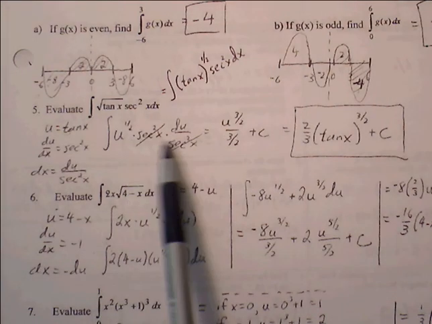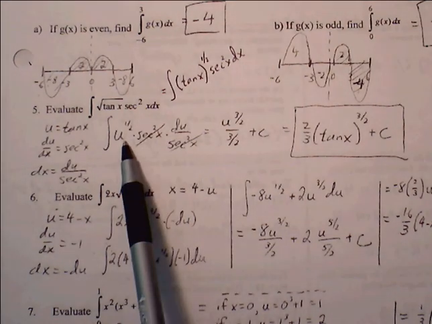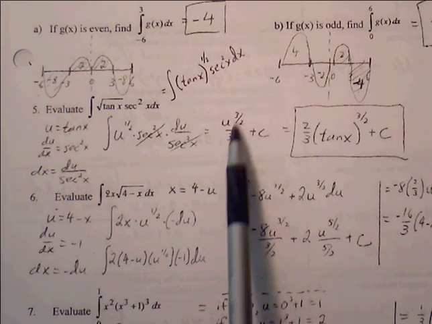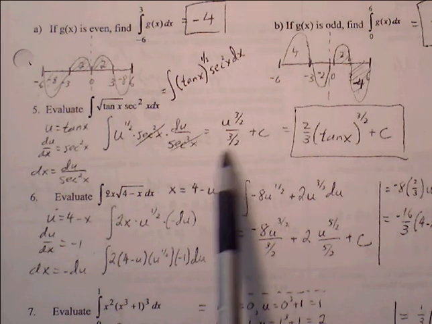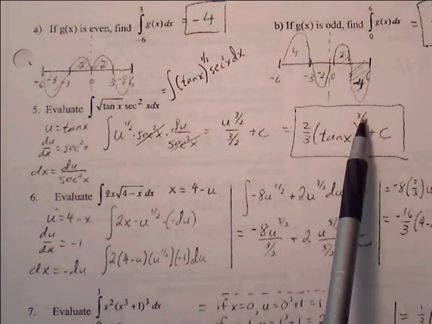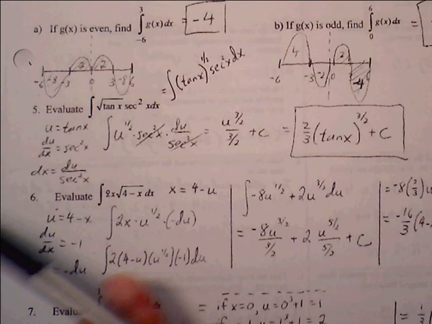So we have the integral of u to the 1/2. Now we can go through power rule. 1/2 plus 1 is 3/2. So u to the 3/2 over 3/2. Flip the 3/2 as 2/3. So 2/3 tangent x to the 3/2 plus c.